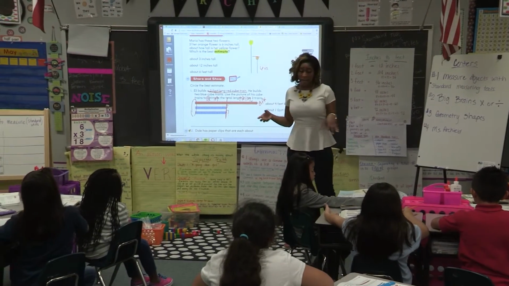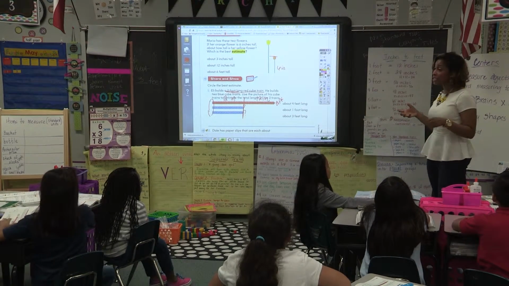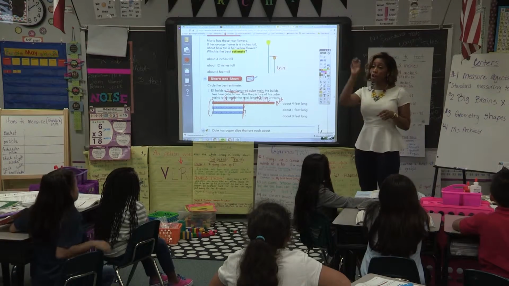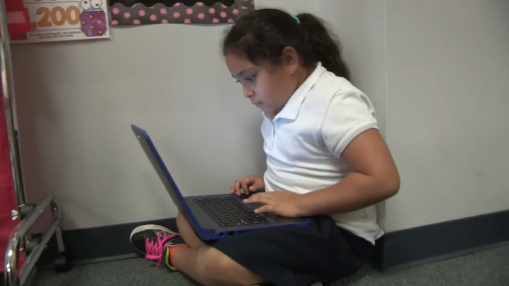So it equals 2 feet. We've done our estimating for today. Now I'm going to break you off into centers, and when you come to my center, we'll work more on estimating. Okay.